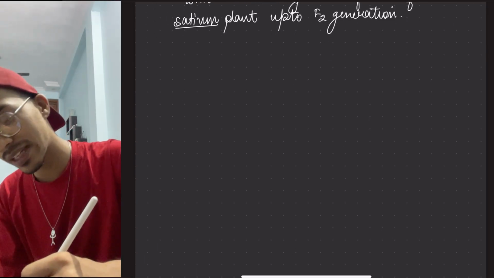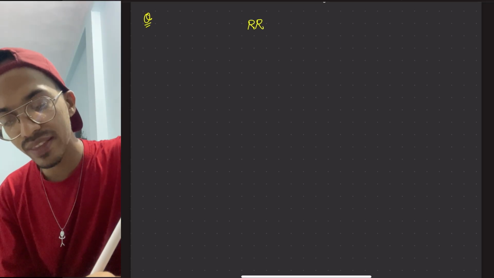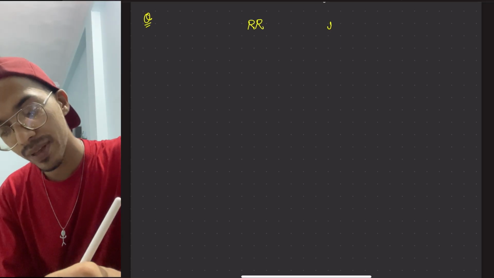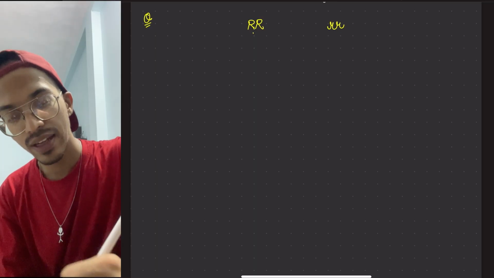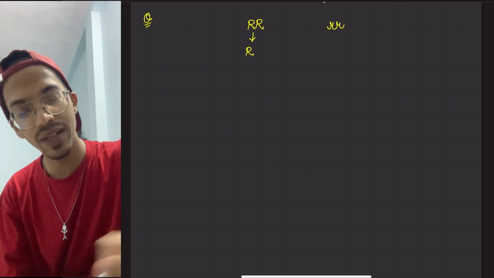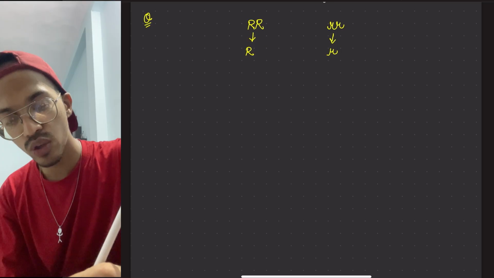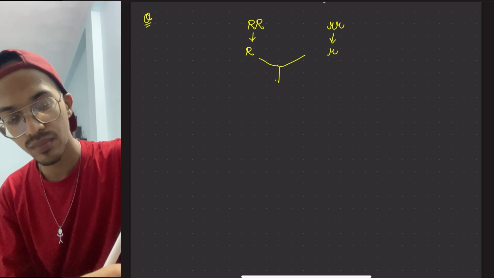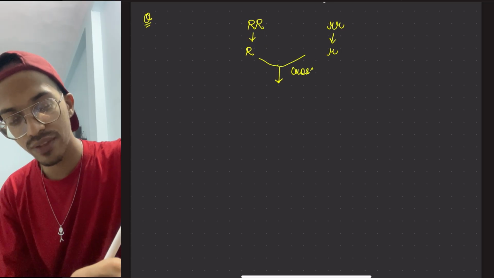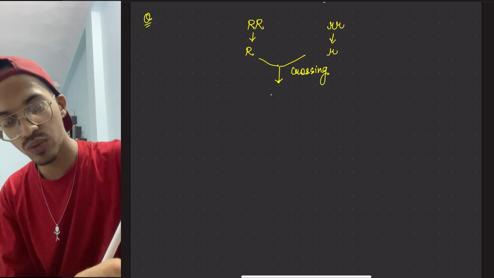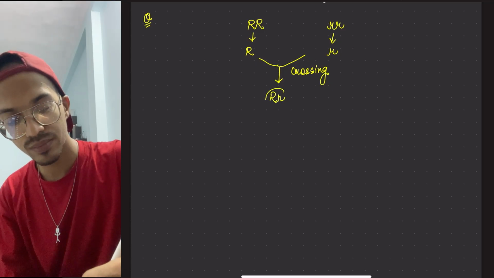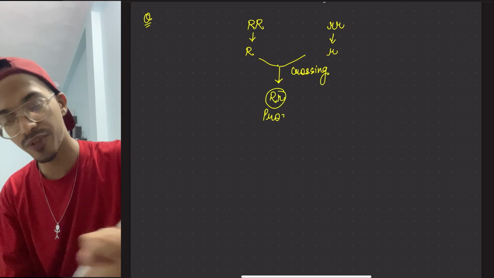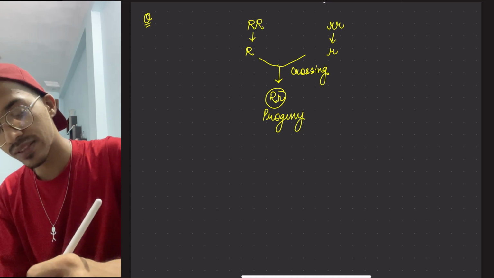So this time I am making a cross between round seeds and wrinkled seeds. The first thing I will make is its gametes. So gametes would be like this. Then I will do the crossing of these gametes. The crossing will give Rr. So this is our progeny, or the offspring. And these are the parents.